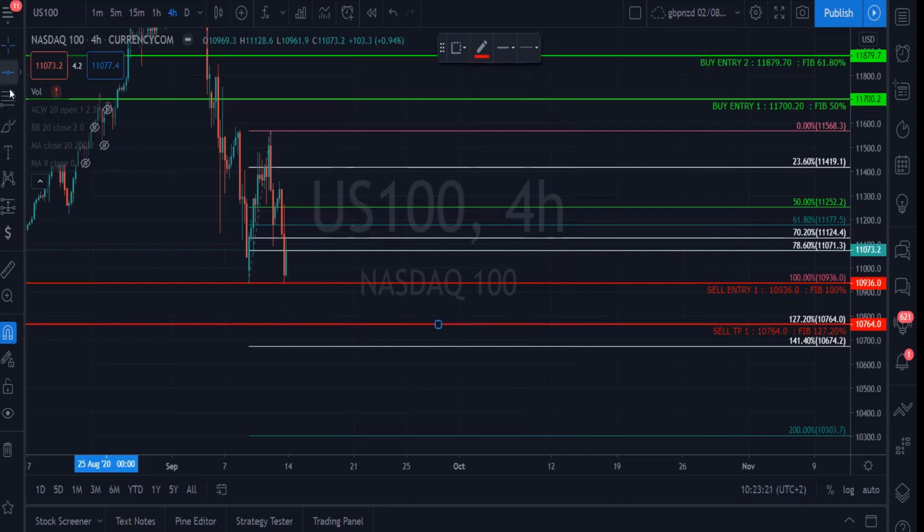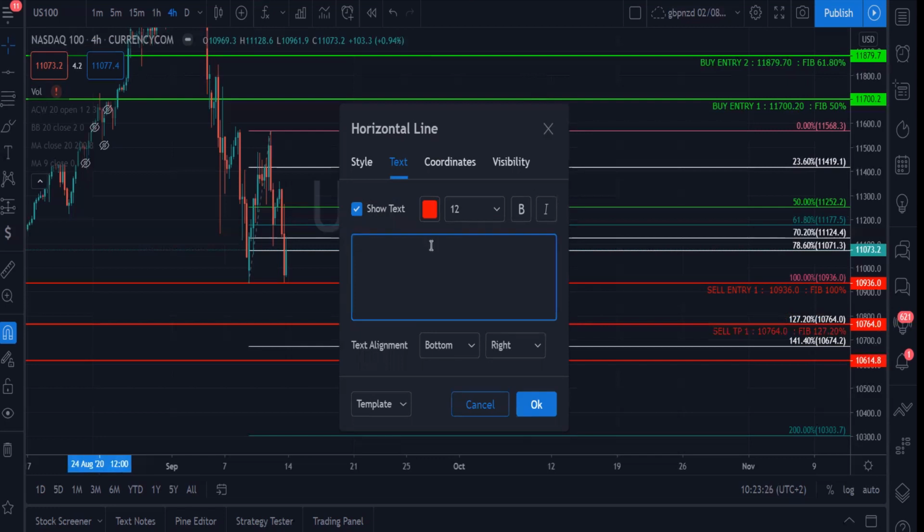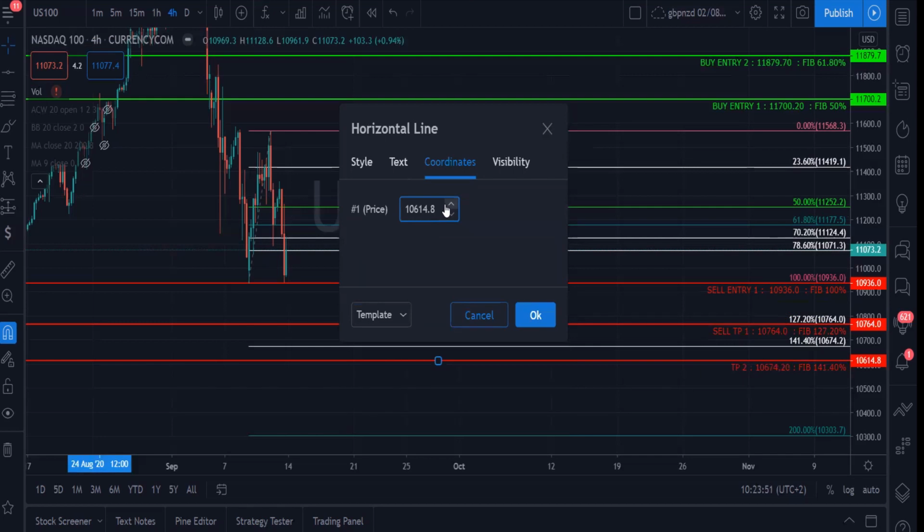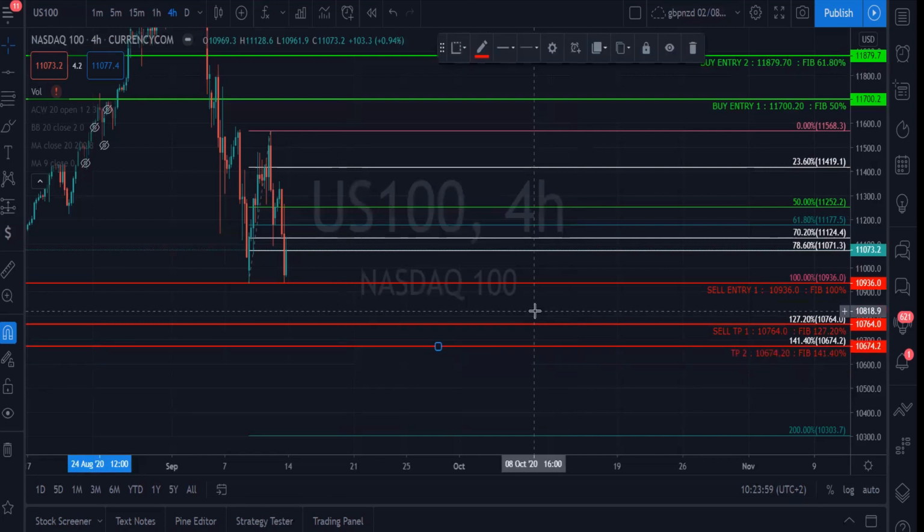Then while we're at it, I want to do a TP2, and then we can go through any other questions that you may have. TP2 is set at 10674.20, and that is our Fibonacci of 141.40%. And my coordinates for that was 10674.20. And we've done that.